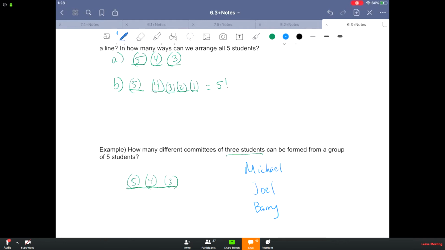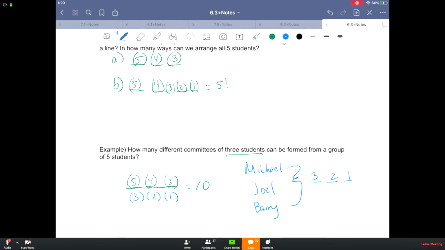Well, the repeats come from how many ways can I rearrange those 3? Right, well, I got 3 options for one spot, 2 options, and then 1 option. Okay, so you actually have 6 repeats in there, or 6 times the repeats. Right, so you actually got to divide by that amount. Right, and that comes out to be 10.